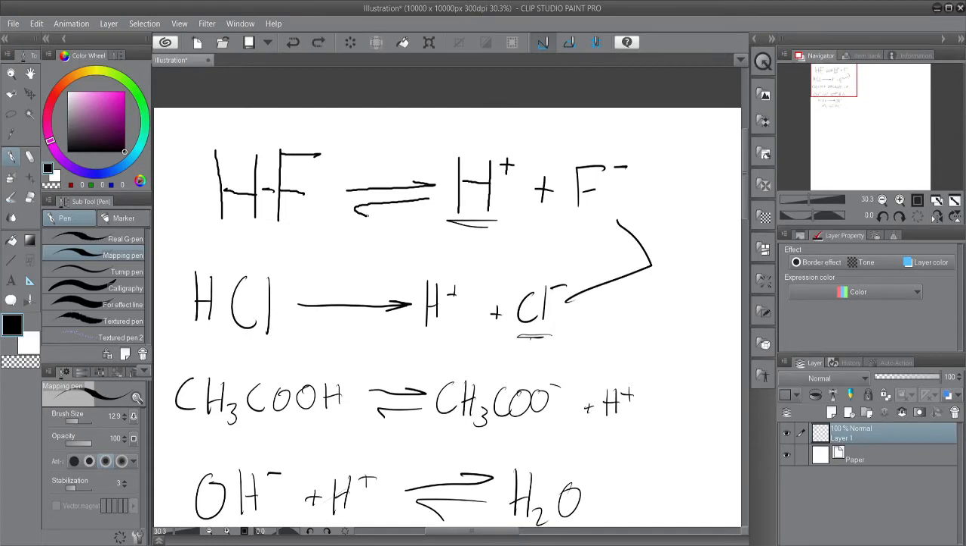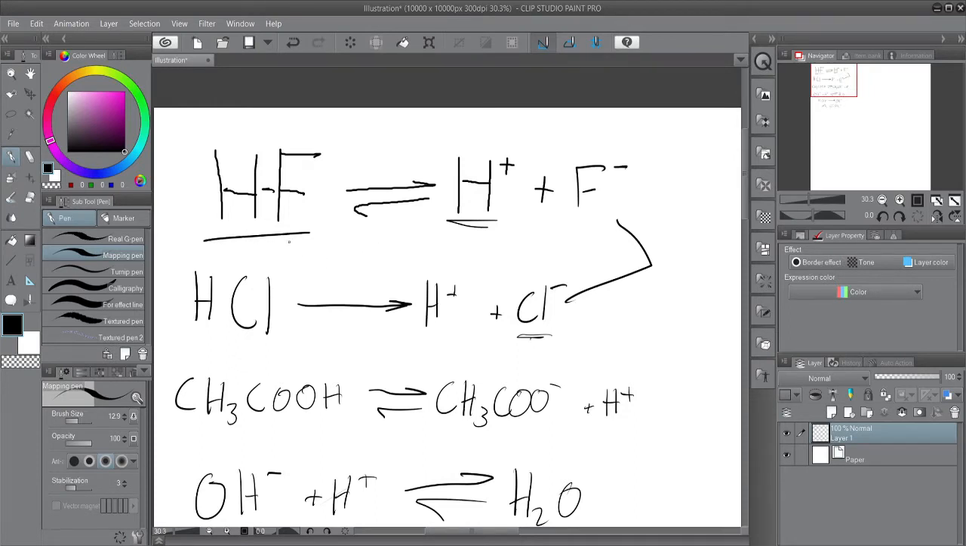Now let's look at the reaction here. We see that we have a reversible reaction. It's in equilibrium. It converts between the forms for hydrofluoric acid. And in contrast, hydrochloric acid yields H plus and Cl minus. So we know that HF is a weak acid.